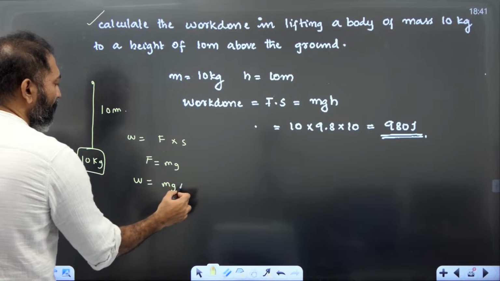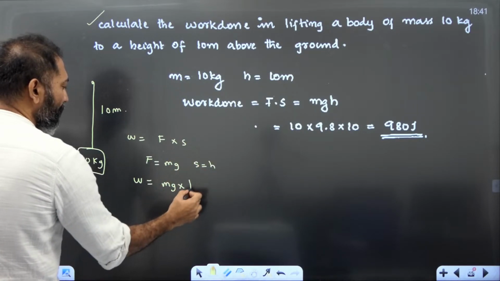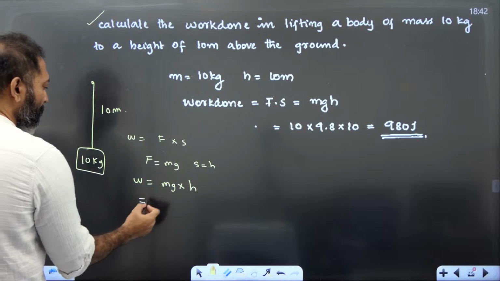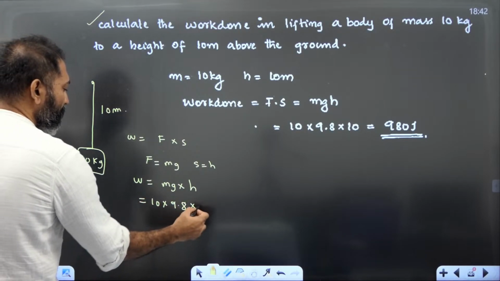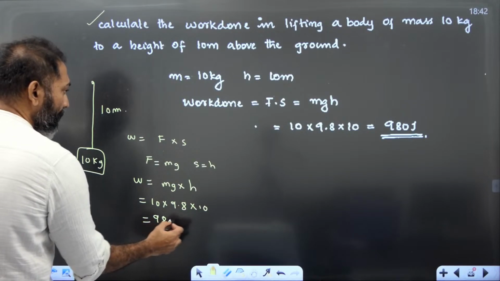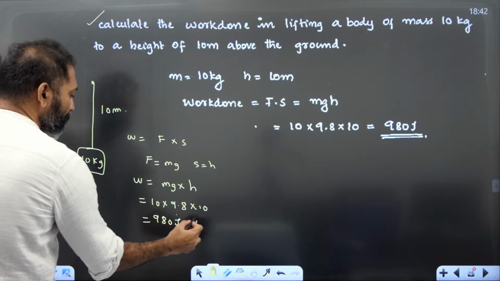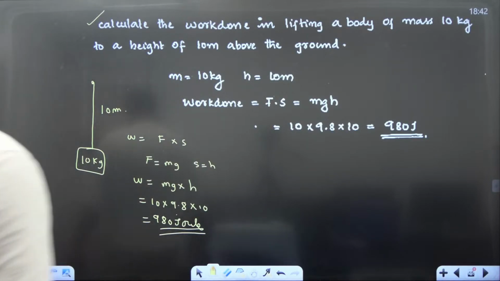So what is work done? mg into displacement, which can be written as h. So work done is mgh. Mass is 10, gravity 9.8, height is 10. So 100 into 9.8. What is work done? 980 joule.